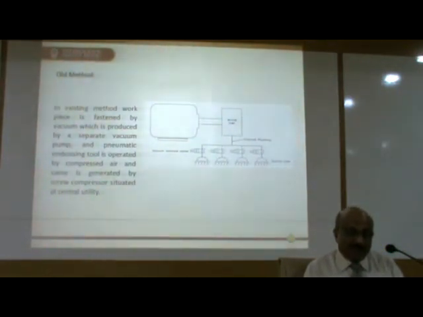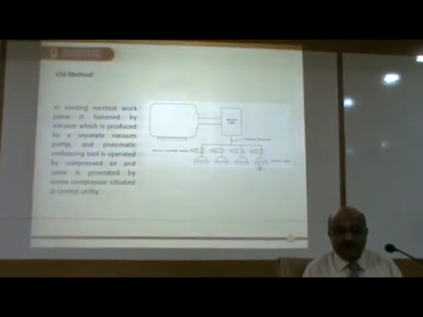So the old method was that the workpiece is fastened by vacuum, which is produced by a separate vacuum pump, and the pneumatic embossing tool is operated by compressed air, generated by a screw compressor situated at the central utility. So this was the old method. A vacuum pump was there, run by a motor. The motor is taking energy, and energy consumption is there, creating the vacuum, and with suction cups the caps were held. This was the old method.